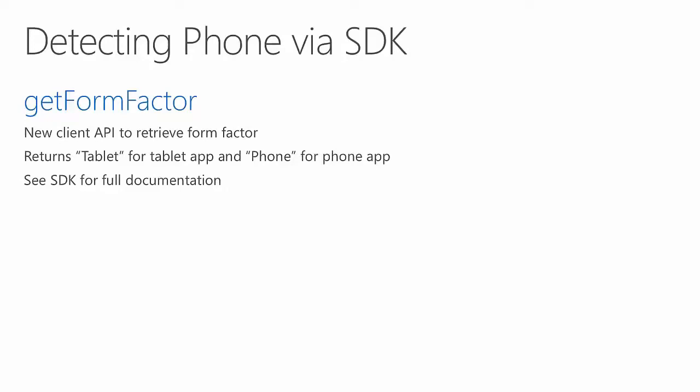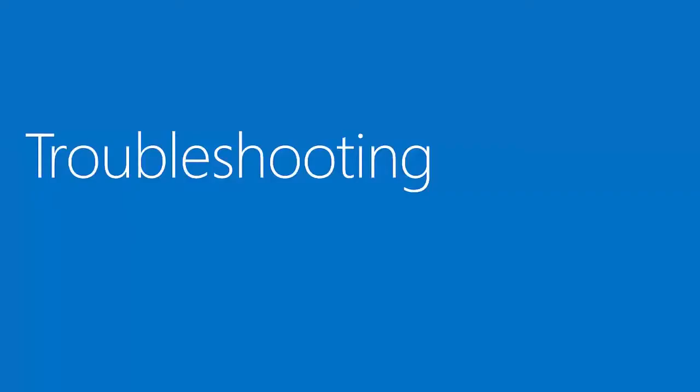So a new client API is being introduced called getFormFactor, and you can use this in combination potentially with the other existing client API. And this one allows you to identify whether it's coming from a tablet form factor or the phone form factor. So if you wanted to handle this differently, you could check the getFormFactor and see if it returns phone, and handle the experience differently for when the user is accessing from a phone. And this will be fully documented in the SDK, so you can refer to that for the full documentation.